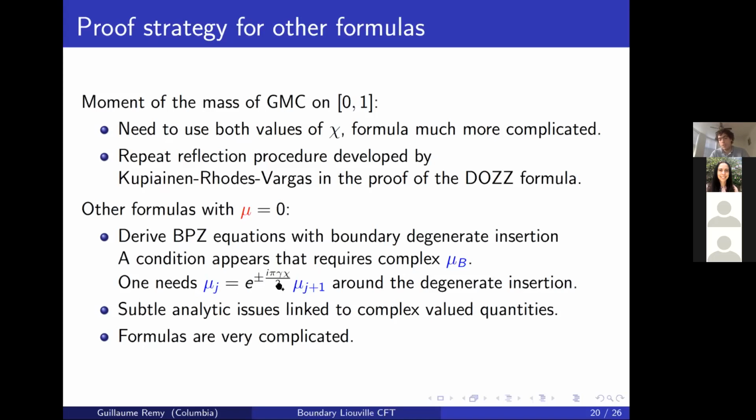You have to shift them in order for the BPZ equation to hold. In this case, you just need to have some complex values for these mu parameters, because when you have this special insertion, the degenerate insertion, the one that's giving you the equation, these blue constants around the insertion need to be related by a complex phase factor. And then this poses some pretty serious analytic issues, because you're now dealing with complex valued quantities and not just positive ones.